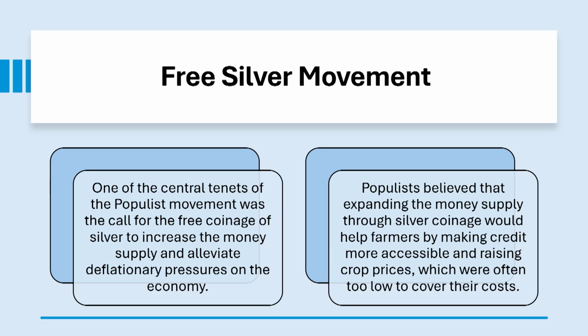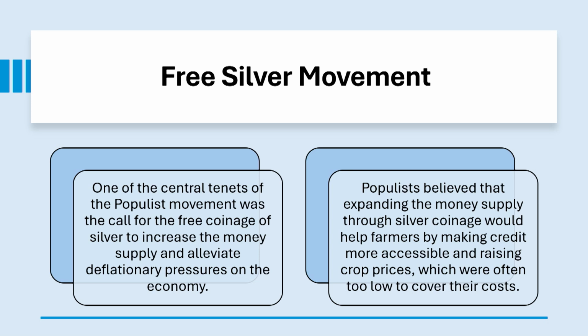The free silver movement. Once again, farmers didn't believe in the gold standard. They wanted free silver. They wanted silver to back America's currency. One of the central tenets of the populist movement was the call for free coinage of silver to increase the money supply and alleviate deflationary pressures on the economy. So no deflation, they wanted inflation.